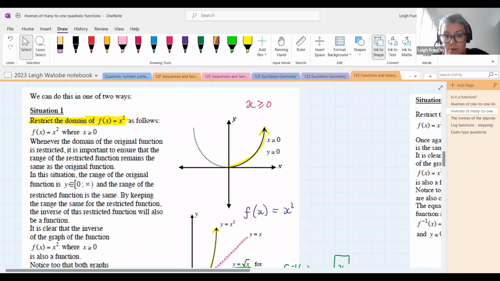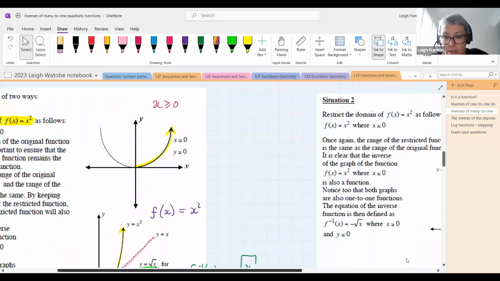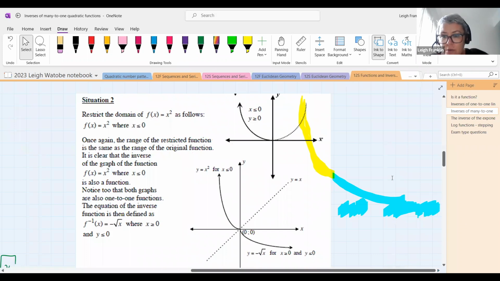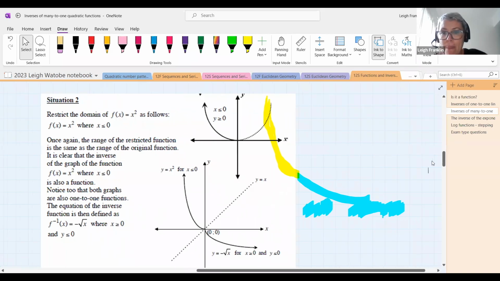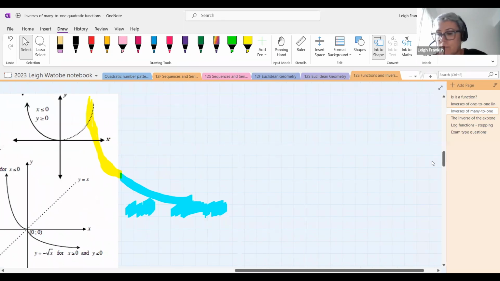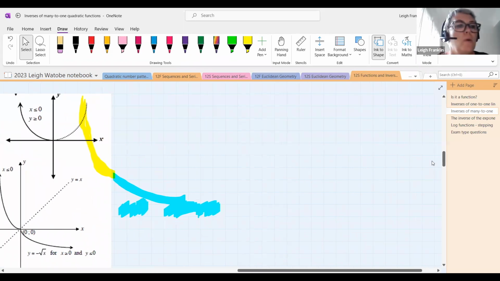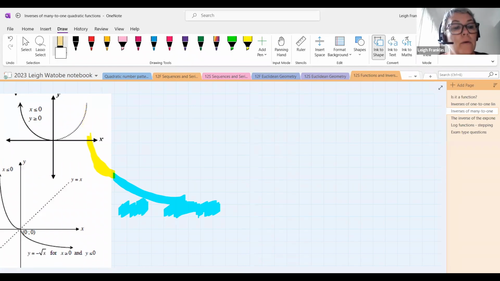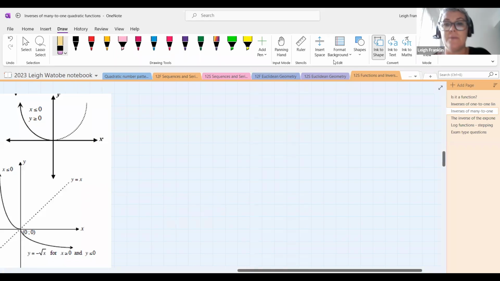Okay, so what I'm going to do is scoot all the way over here to the right-hand side. All right, so let's go back here, and we'll talk about these restrictions again. Okay, so let's draw ourselves a Cartesian plane.